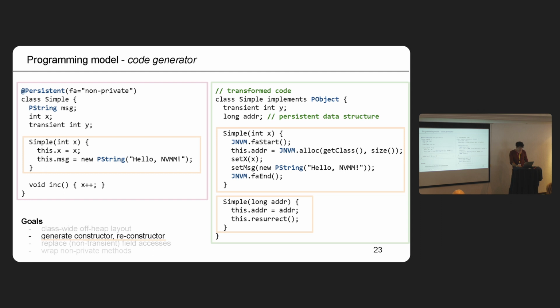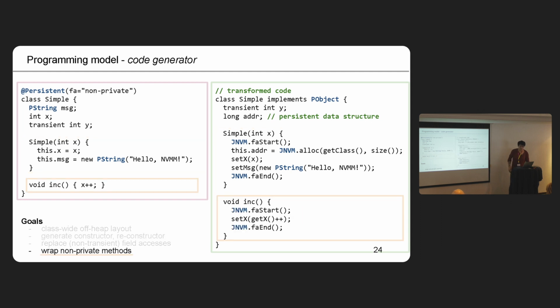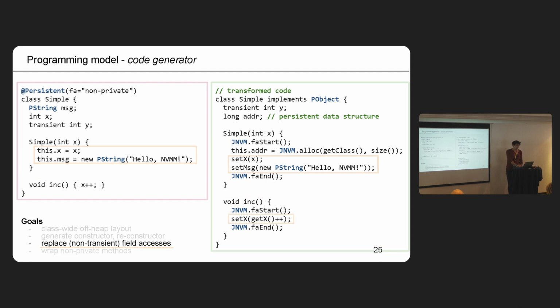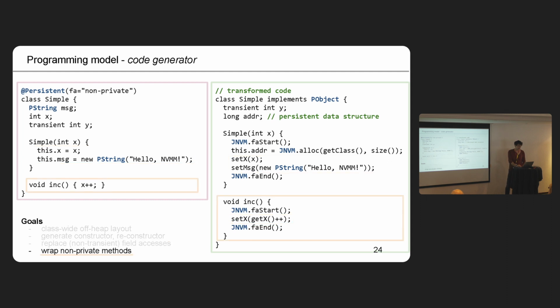And then we have to wrap the methods as atomic blocks. So we are wrapping the method as an atomic block, and we have to change the structure. Because the persistent object, we have removed from the proxy all of the fields, because they will be stored in memory.